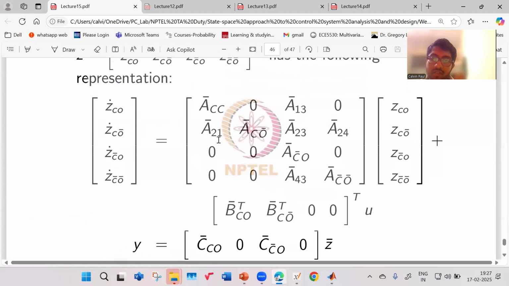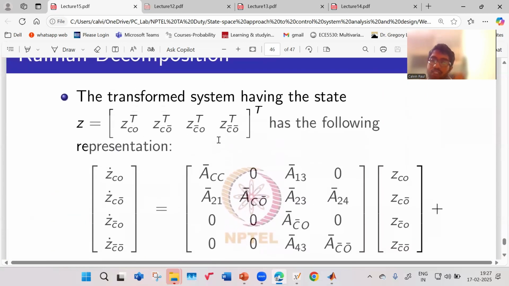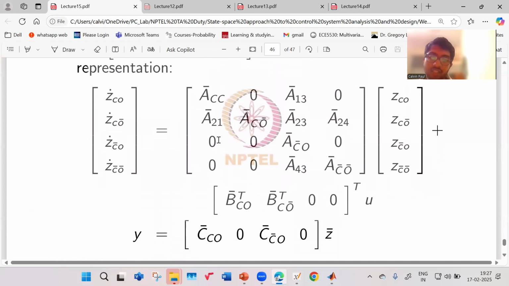So effectively, what is the goal of these decompositions? There is a complex system. You are decomposing it into smaller subsystems where you know which is controllable, which is observable, which is not controllable, which is observable and controllable both, etc. So that is the objective.